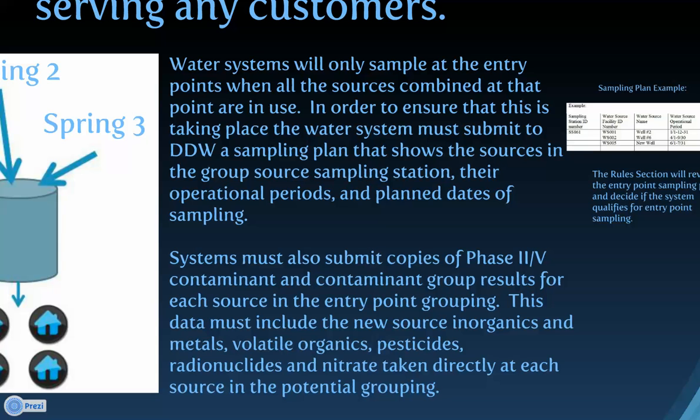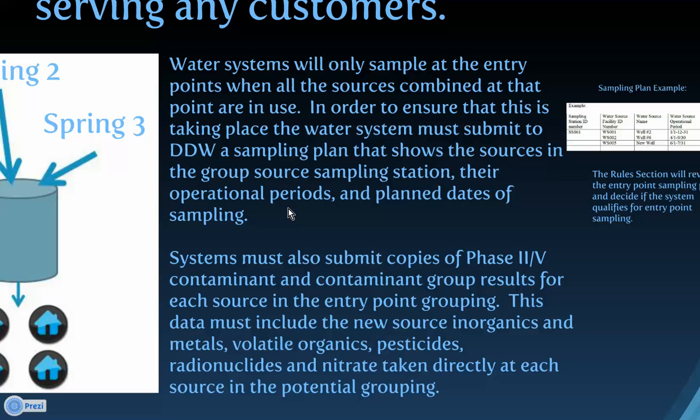And what this sampling plan is, is a plan where you certify to us that the sources that are in the group source sampling station are all operational at the time that you're sampling, and it shows your planned dates of future sampling. And I'm going to show you an example of what this sampling plan looks like. So you need to provide us with this sampling plan so that we know that the phase 2, phase 5 samples are indeed representative of the sources that are combining before entering the system.